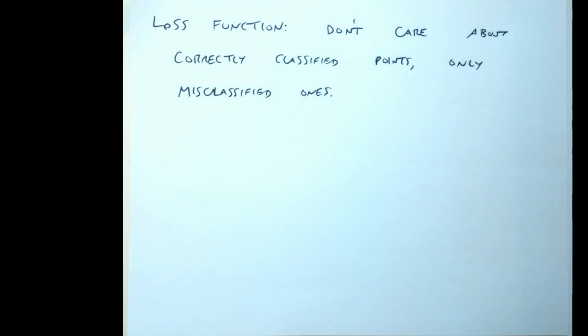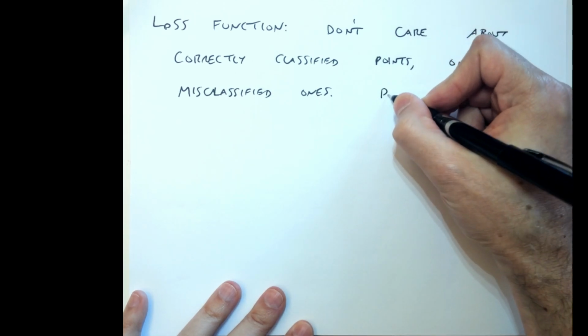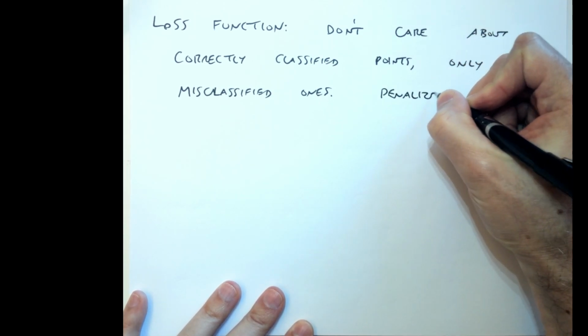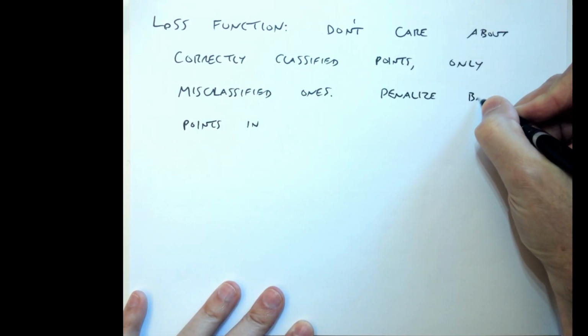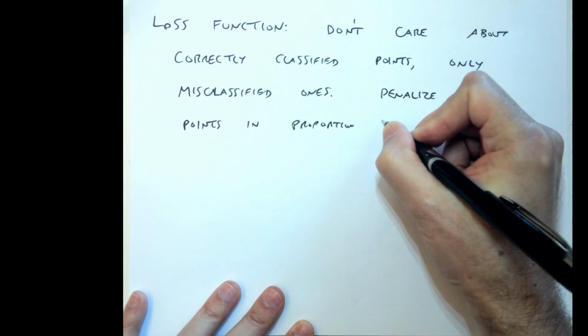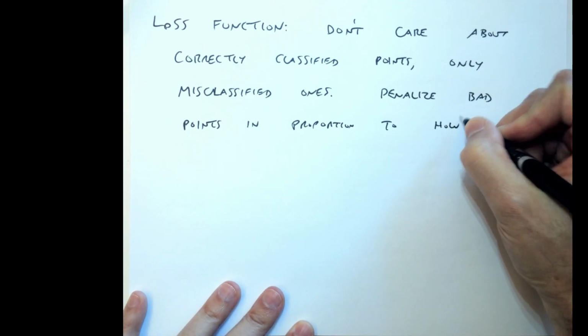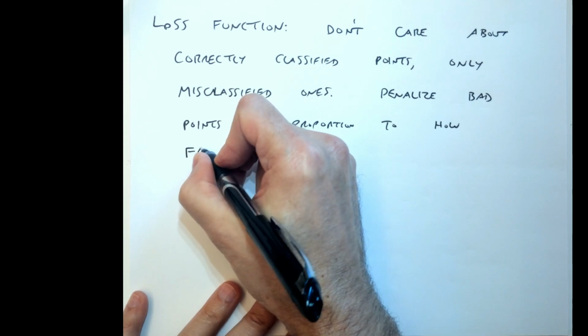And so, again, this is what we call a hinge loss, which I think I talked about earlier. So we want to penalize bad points in proportion to how far away they are.